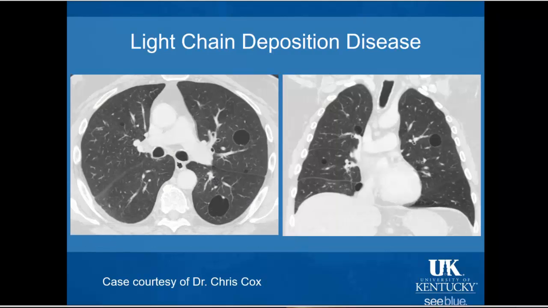Contrast that with light chain deposition disease. So in this particular case, again, we're not seeing the same abnormality that we were seeing in amyloid, but again, a nice, clean, discrete lower lung predominant cystic abnormality. So here, lower lung distribution slightly. Compare that with the more diffuse distribution that you would see in a case of LAM.